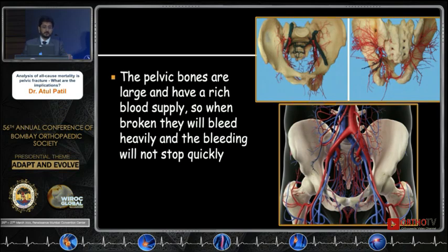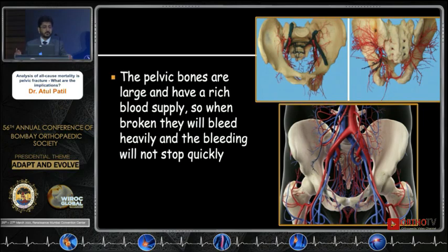The presacral plexus is the worst to have. So all these blood vessels and veins bleed once you get a pelvic fracture. And that's why there is a chance of mortality, which is as high as 30%. So what are the reasons? This one slide will show you the reasons for pelvic mortality.